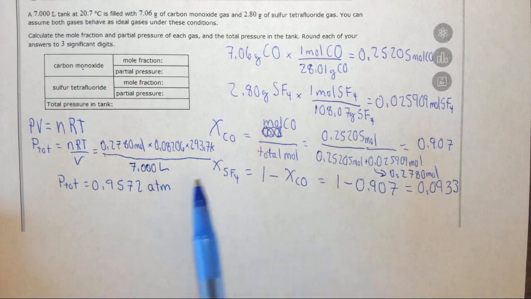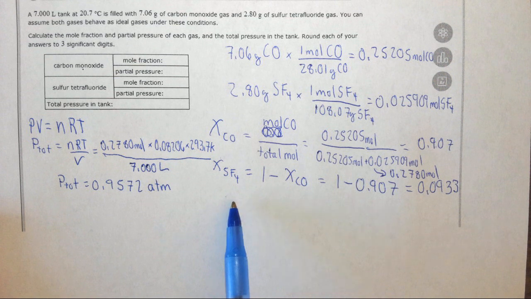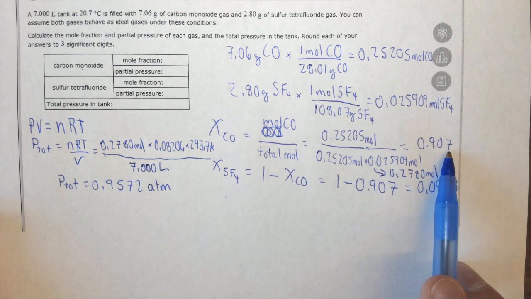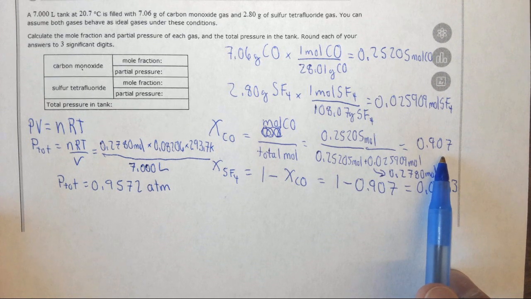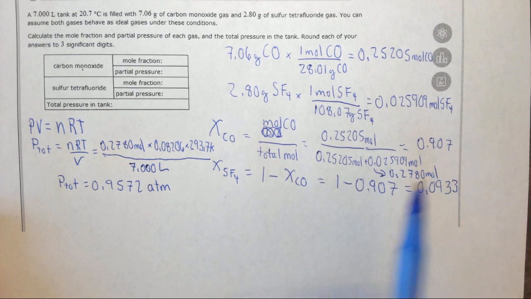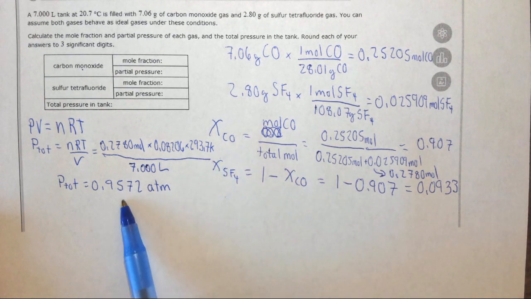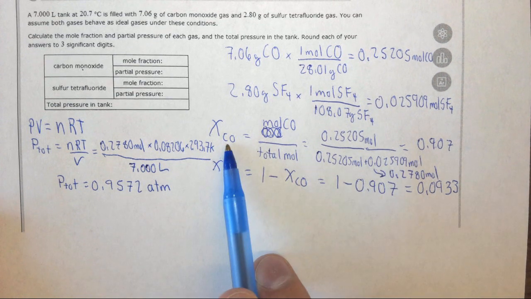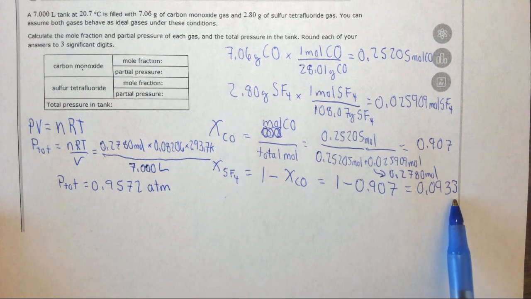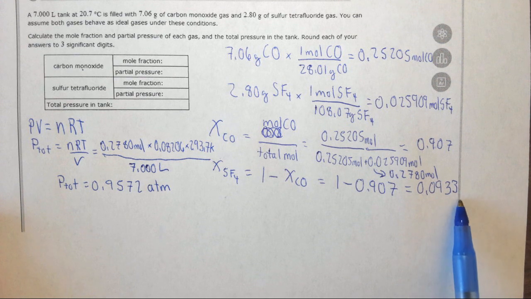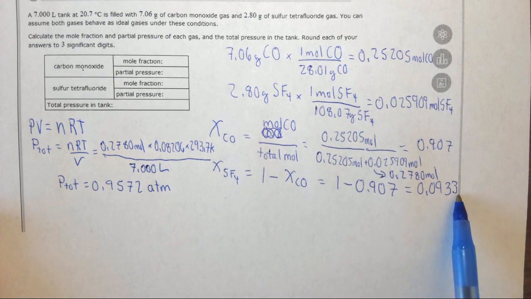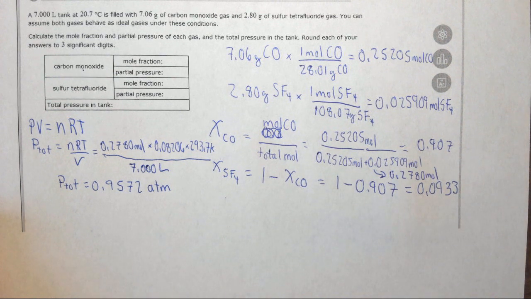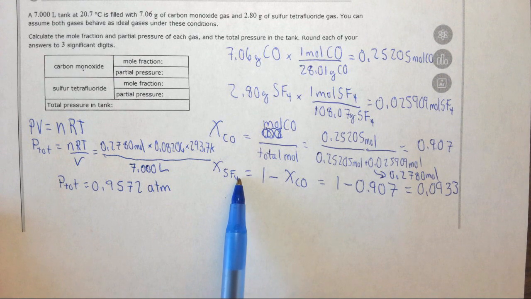Now, the pressure is being exerted by this gas. And essentially, if it's 0.907, that means 90.7% of the time that a gas hits the wall of the container and exerts pressure, it's CO. So 90.7% of this pressure is from CO. And only 0.0933 or 9.33% of the gas is SF4, so only 9.33% of the time when the gas hits the wall of the container is the pressure being exerted from SF4.